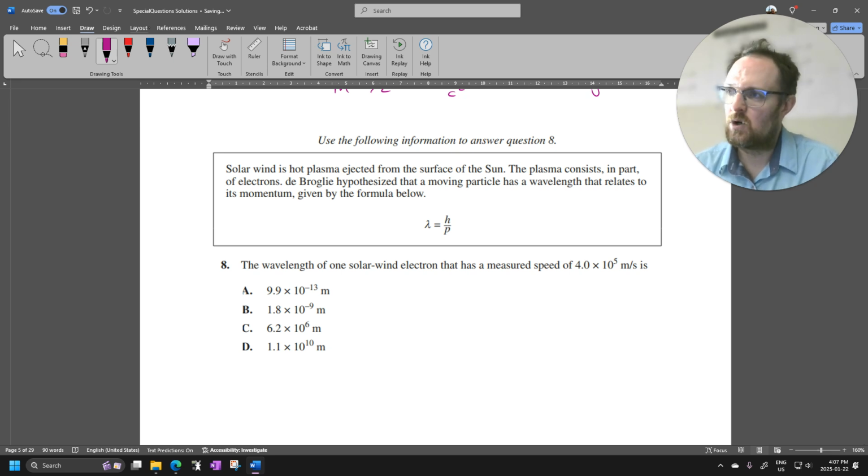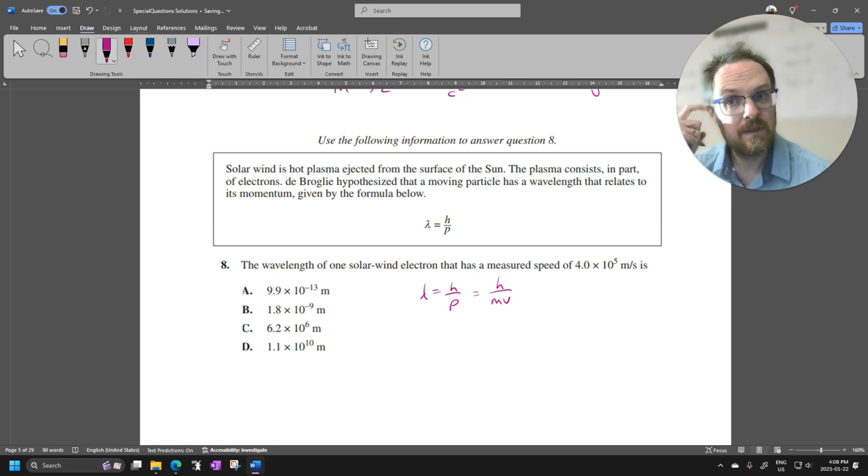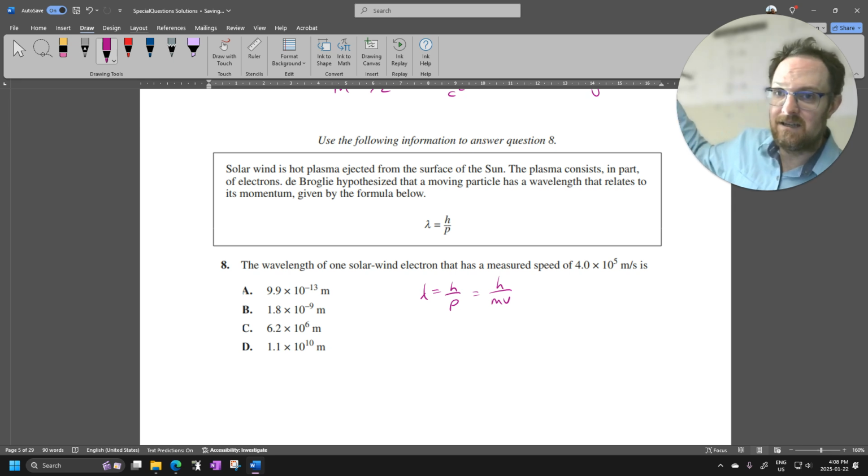Oh, it's de Broglie stuff, the wavelength of solar wind. So this is de Broglie's wave and particle duality stuff here. To use this formula, we are going to have to find the momentum of this particle, and that's pretty easy. Momentum of massed particles is m times v. There's no real other way to do it, right? You can't use the pc formula.